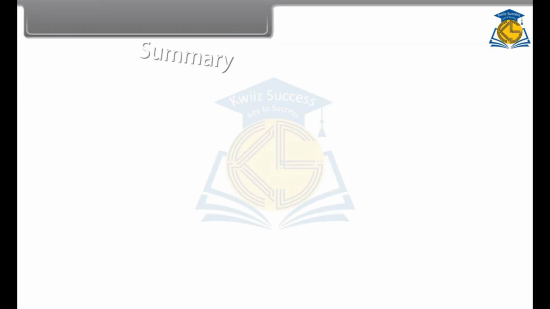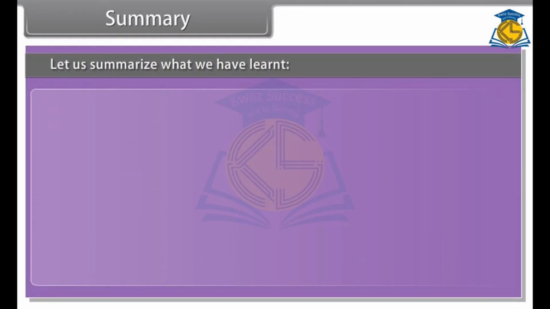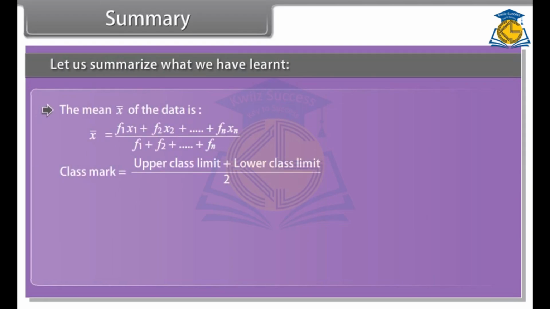Summary. Let us summarize what we have learned. The mean x bar of the data is x bar equals f1 x1 plus f2 x2 plus and so on plus fn xn, divided by f1 plus f2 plus and so on till plus fn. Class mark equals upper class limit plus lower class limit upon 2.